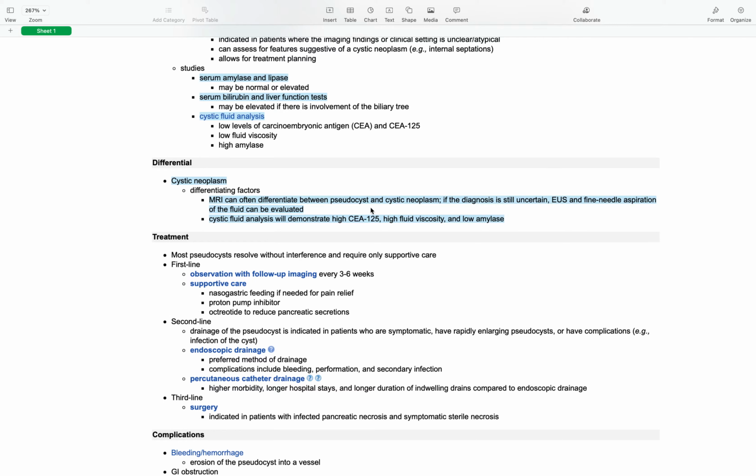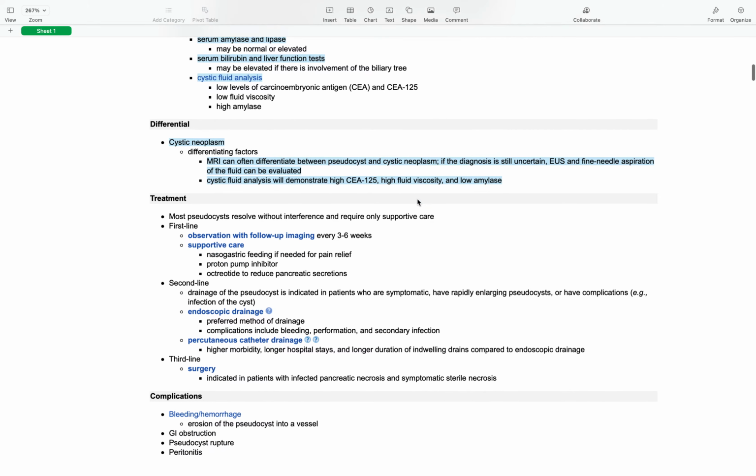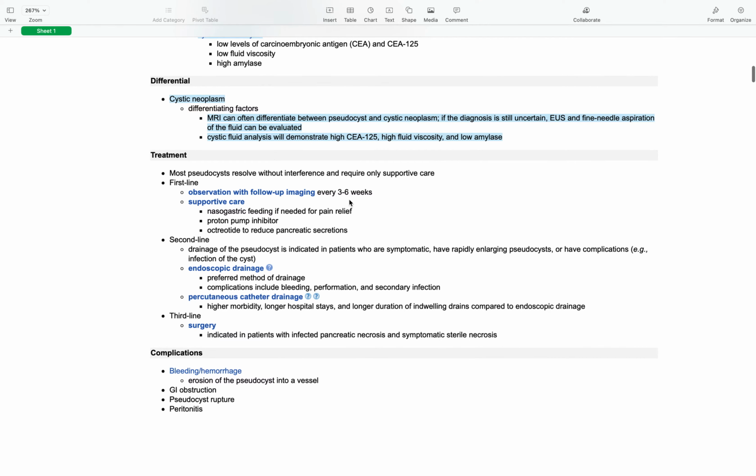And here again, you want to look for CA 125, fluid viscosity, and amylase level. In a neoplastic cystic neoplasm, the amylase will be low. However, the CEA level and fluid viscosity will be high. Then, moving on to the treatment modalities.